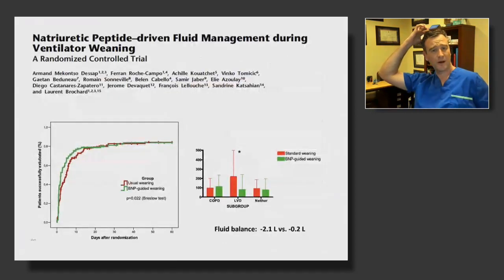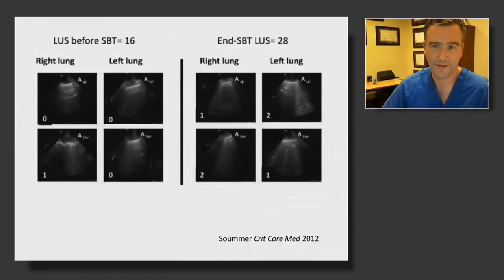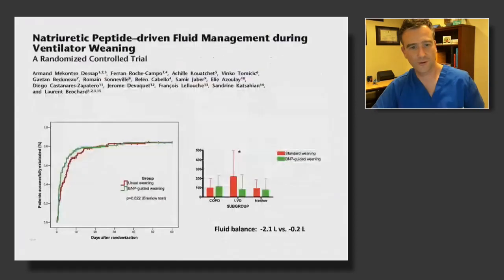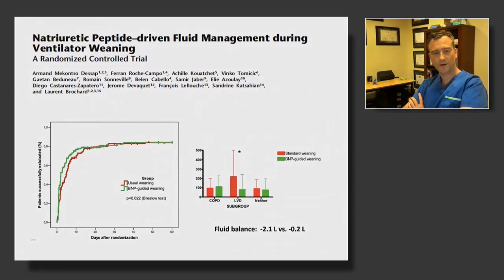Now, to be honest with you, most of the time I don't trouble myself to do these diagnostic maneuvers, because if somebody fails an SBT, the thing I'm most suspicious about is automatically weaning-induced pulmonary edema. And so the priority is to diurese these patients as much as possible. And interestingly, this trial that Laurent Brochard and colleagues published shows that when you measure BNP daily and use that to guide your fluid management, the BNP-guided weaning arm had much more diuresis than the usual weaning arm, and those patients were weaned significantly faster.